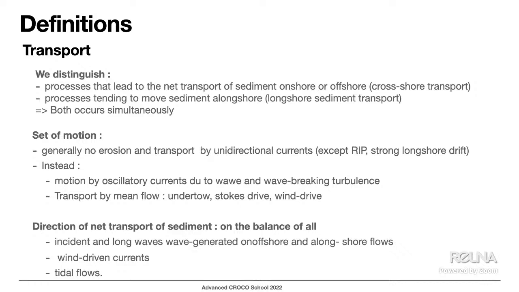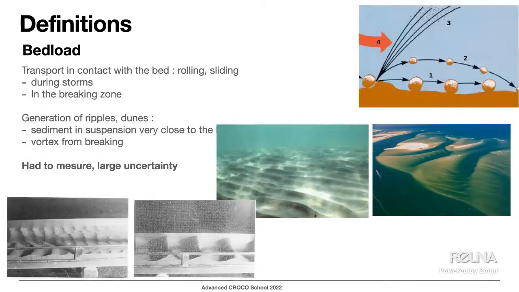And the transport by mean flow can be done by undertow, sub-drift, and can also be driven by wind. So I will explain this a little more later. And the net transport of sediment is the balance of all. So we can make a budget of sediments. You have a transport which is generated by incident waves, which are generated offshore. You have transport induced by wind and transport induced by residual or tidal flows.